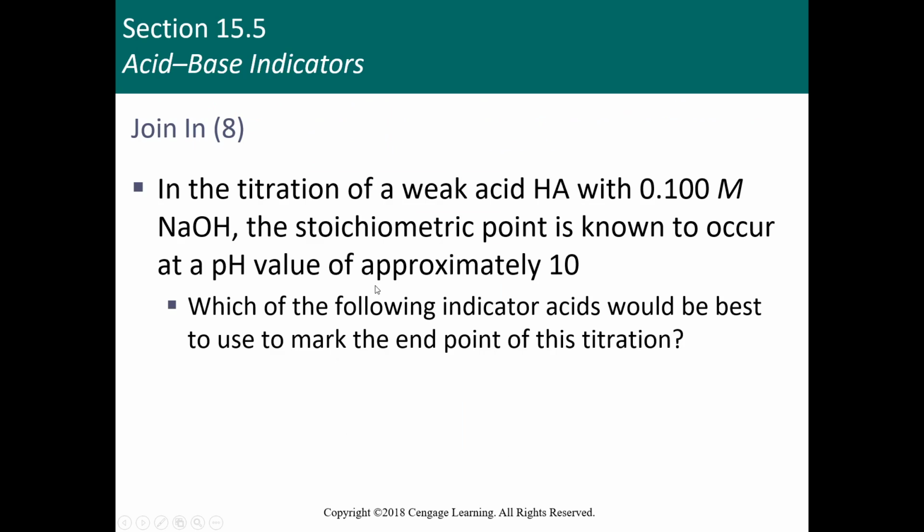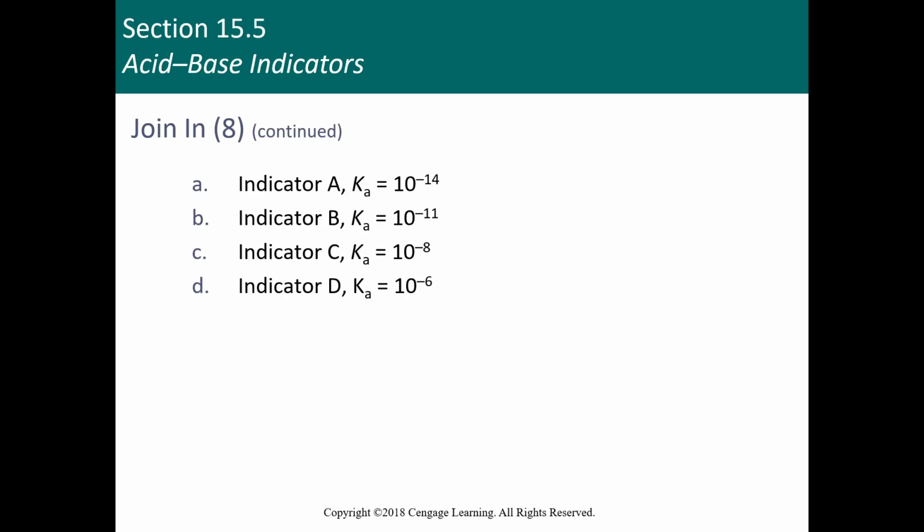So in the titration of a weak acid, HA, with 0.1 molar NaOH, the stoichiometric point is known to occur at a pH value of approximately 10. Which of the following indicator acids will be best to use to mark the endpoint of the titration? So we have this indicator with Ka of 10 to the negative 14, 10 to the negative 11, 10 to the negative 8, or 10 to the negative 6.